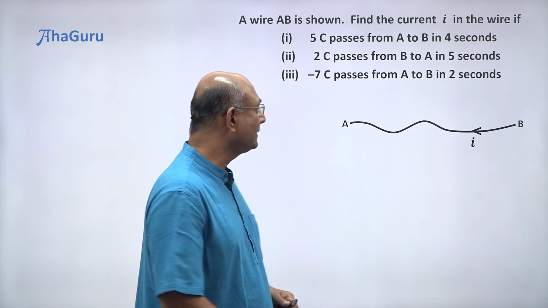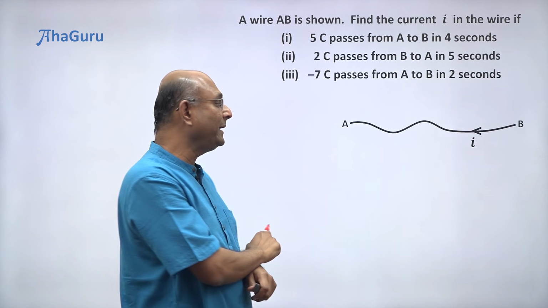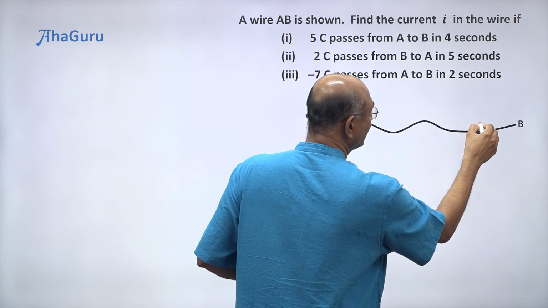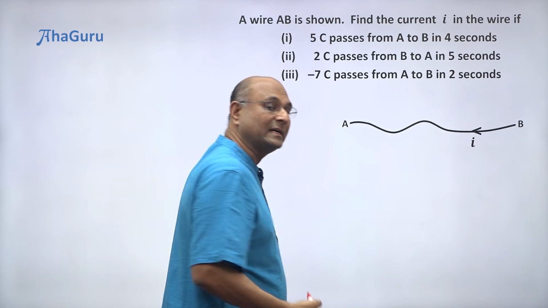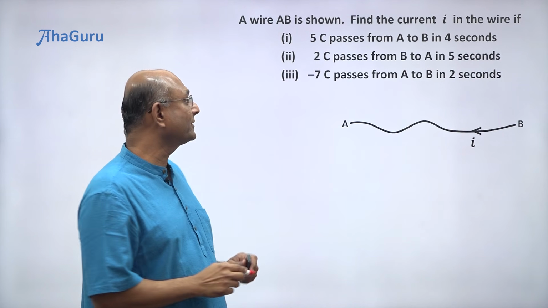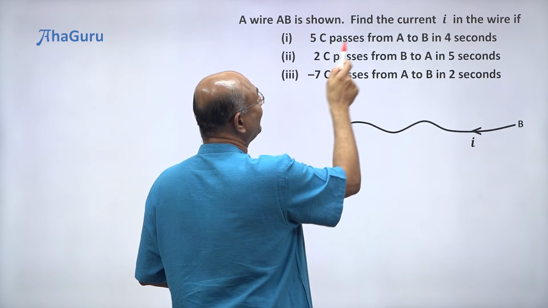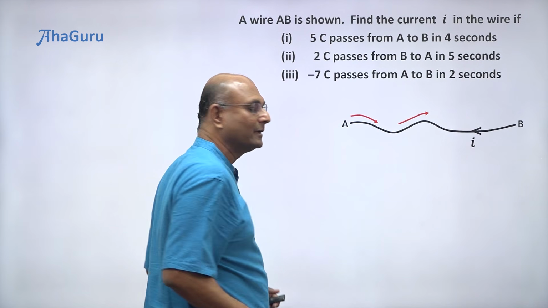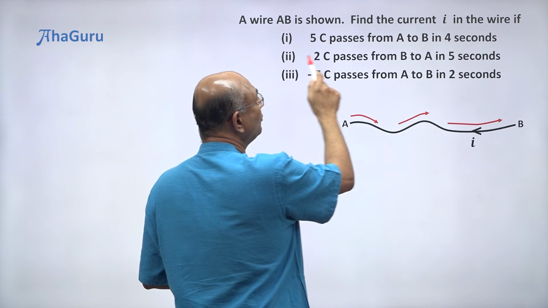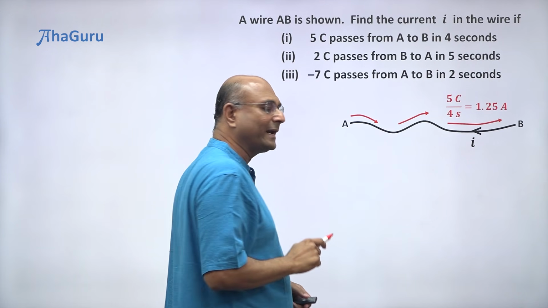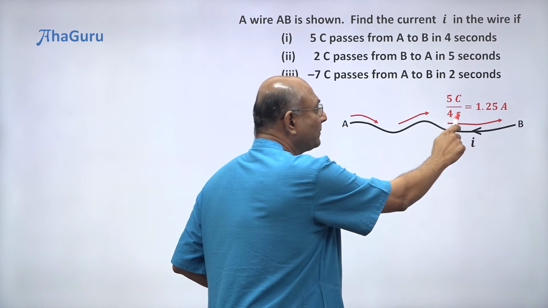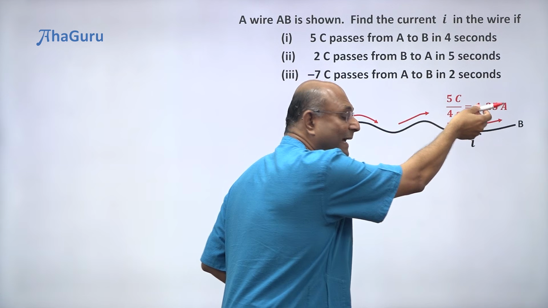In this question, we have been given a wire AB with the current direction marked. So that means this direction is considered the positive direction. The first part of the question says 5 coulombs passes from A to B. So from A to B in that direction, how much? 5 coulombs passes in 4 seconds. So the current should be charge divided by the time. 5 coulombs by 4 seconds is 1.25 amperes in that direction.